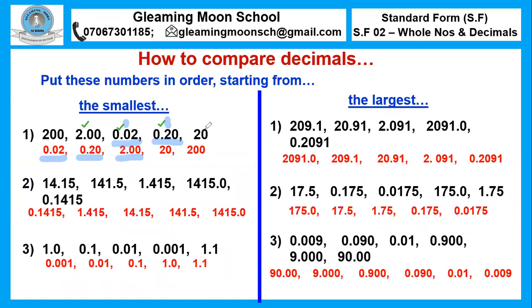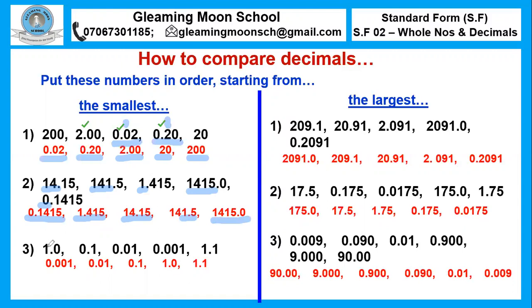And then the next one is 20 and 200. Okay, if you look at number 2, again, we have 14.0. So 14 whole numbers. This is 141 whole numbers. This is just 1 whole. And this is 1,415 whole. And this one has no whole. So the smallest, obviously, is the one without a whole, followed by the one that has just 1 whole, followed by the 14 whole, and then 141, and then 1,415.